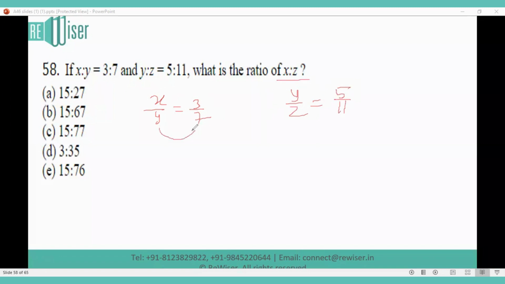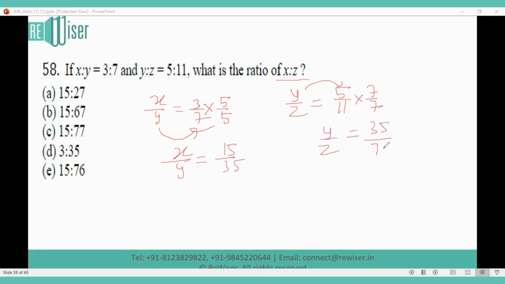Listen, whenever you see this kind of question, the y ratio is 7 here and the y ratio is 5 here. In this case, we just try to make the y ratio common in both. We just try to make it equal. That means it is 5 here, so we multiply and divide it by 5, and it is 7 here, so we divide and multiply this by 7. So here x ratio y is 15 over 35, and from here y ratio z is 35 over 77.